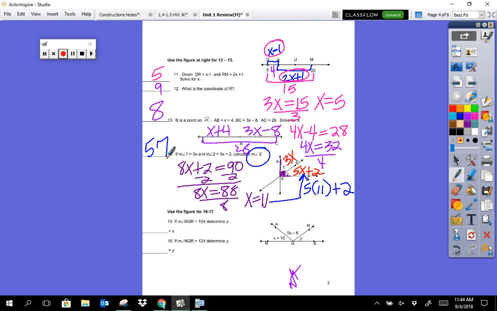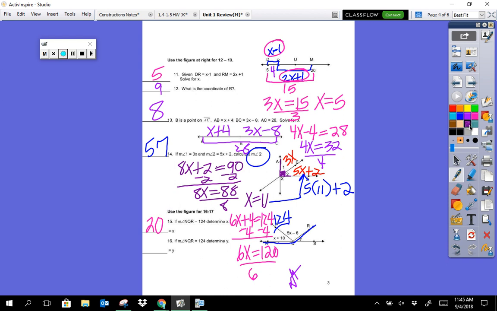15 and 16, we're going to use this figure next to it. So it says if the measure of NQR, so that's this big piece here, is 124, we need to find x. So I'm going to add those two pieces up and set them equal to 124. So x plus 5x is 6x. 10 minus 6 is 4. So 6x plus 4 equals 124. I'm going to subtract 4 from both sides. So 6x equals 120. Divide by 6. And so x is 20.